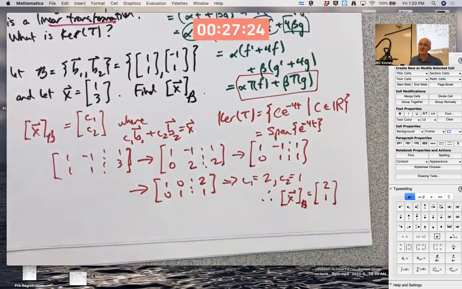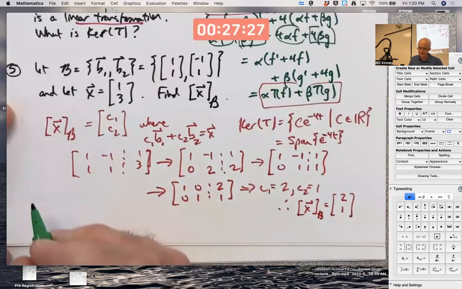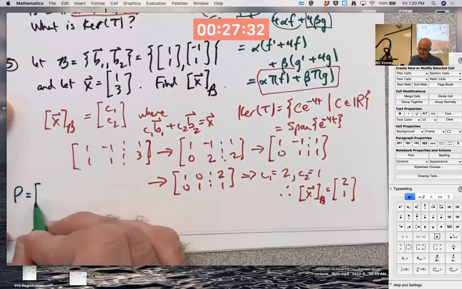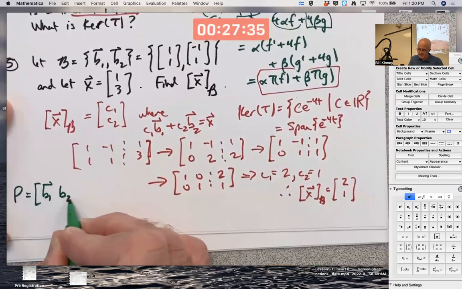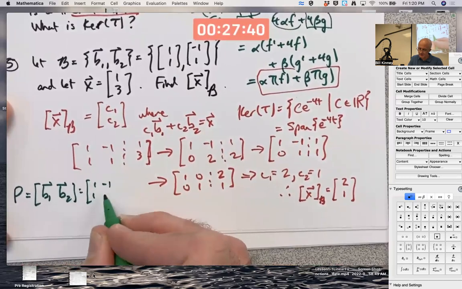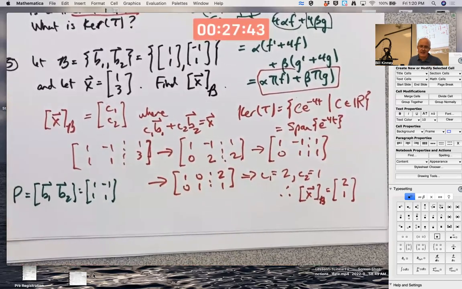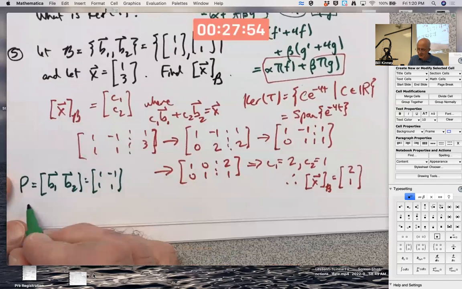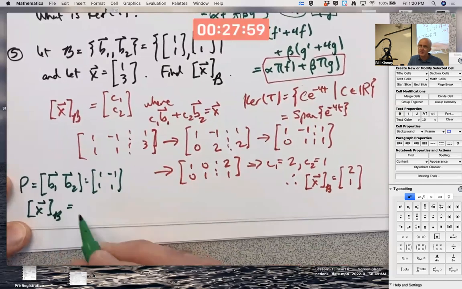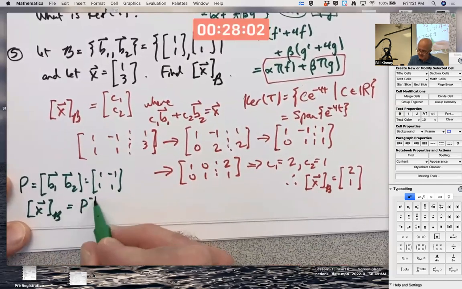Another way to get the answer is to use what's called a change of coordinates matrix, traditionally called P, where you put the B vectors in the columns of P. So P equals 1, 1, -1, 1. And P does relate X to the coordinate vector of X relative to the basis, though in a way that's a little confusing. To get the coordinate vector, you might say the new coordinates of X, you don't multiply P times X, you multiply P inverse times X.